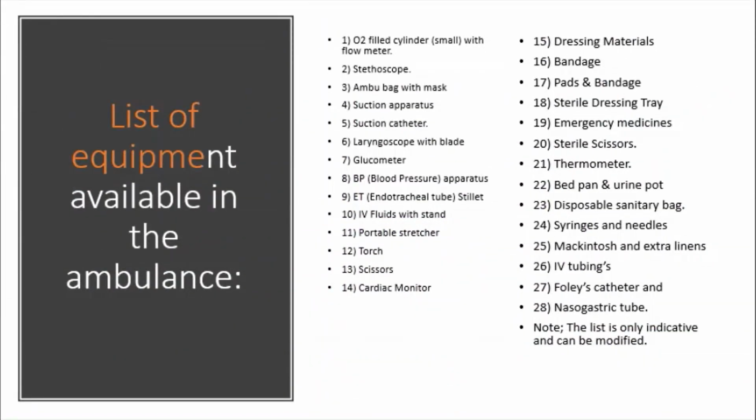List of equipment available in the ambulance. 1. O2 filled cylinder, small, with flow meter. 2. Stethoscope. 3. Ambu bag with mask. 4. Suction apparatus. 5. Suction catheter. 6. Laryngoscope with blade. 7. Glucometer. 8. BP, blood pressure, apparatus. 9. ET, endotracheal tube, stylet.